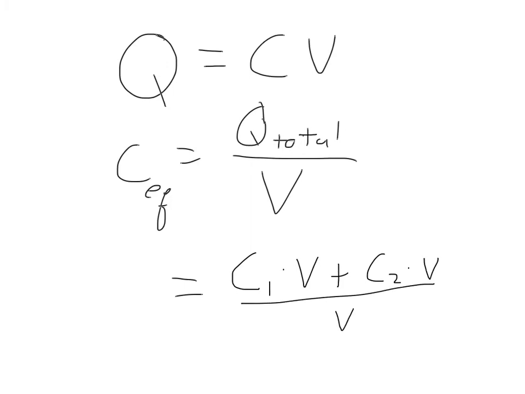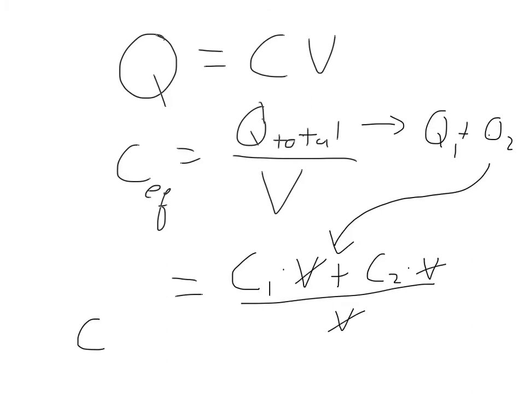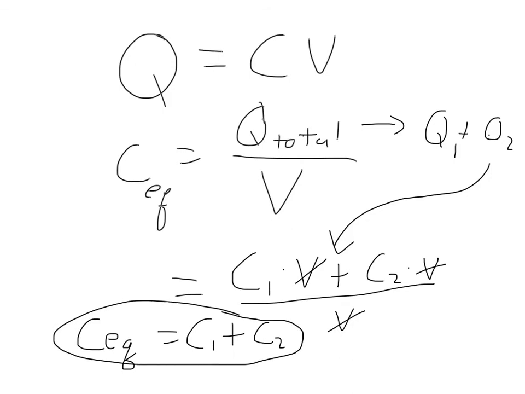And I might have skipped a step here, but Q total, this here is Q1 plus Q2. And that's what got me to this step here. Q1 is C1 times V, Q2 is C2 times V. So if I look at this, I can factor out the V here. So the V is going to cancel on the top and on the bottom. So I would get that for parallel capacitor circuits, the equivalent capacitance is simply the sum of the two capacitances. Something we'll use when calculating it.